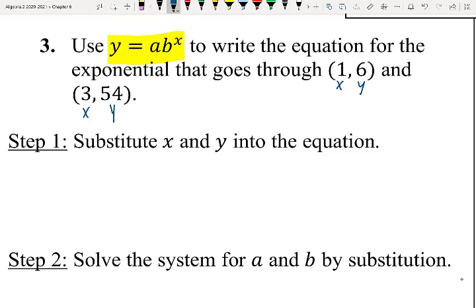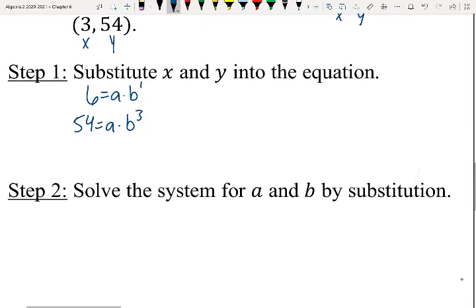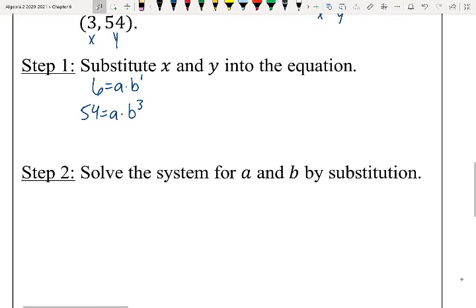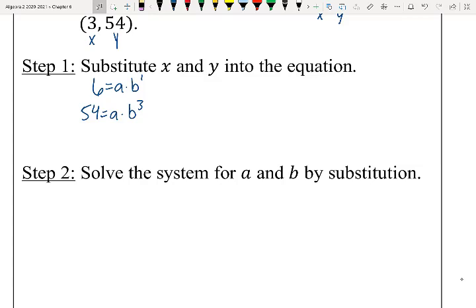So what that'll look like: y equals a times b to the x power. Again, y is 6, x is 1. So 6 equals a times b to the first, and 54 equals a times b cubed. From here, what I have to do is solve that system for both a and b, and my suggestion is going to be using substitution.